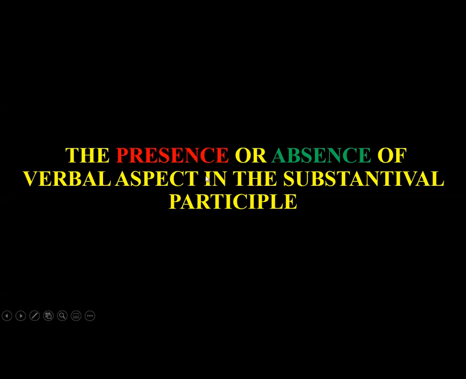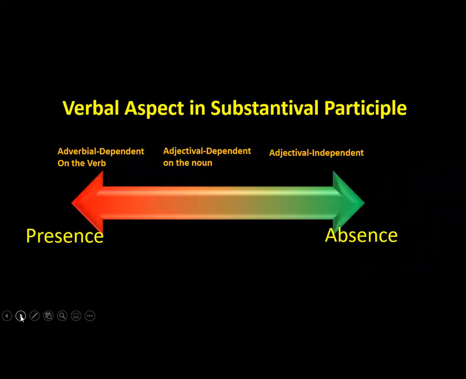But basically, I have this color-coded: the presence is indicated by the red and the absence is indicated by the green. All right? And I have a continuum here, presence and absence. And then it says verbal aspect in the substantival participle. Now, on this end, you have that verbal participle that's dependent on the verb. You have an adjectival participle, which is dependent on a noun, okay? And then you have that, that should say substantival. I'm glad I caught that. I'll fix that later. And so it's functioning as a noun, so therefore it's independent. It's not related to the verb at all.